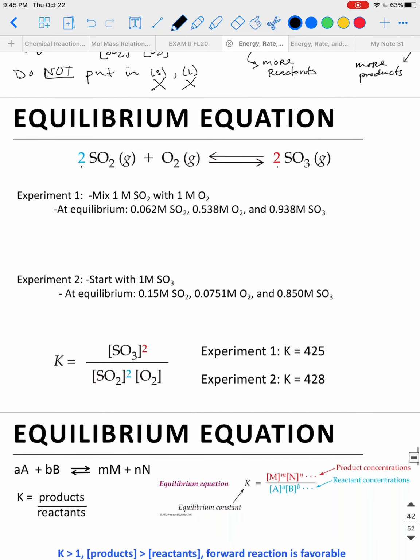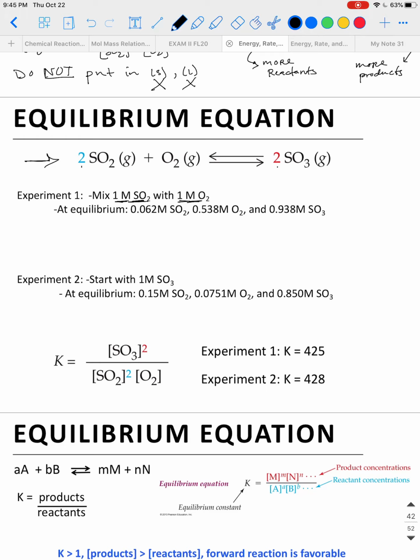All right. I want to move on to this next slide. Let's say we have two experiments. That's what this slide is showing. Let's say we have two experiments with this equation right here, SO2 and oxygen making SO3. Let's say for the first experiment that we start with all reactants. We have some arbitrary concentration of SO2 and O2, but we have zero SO3.